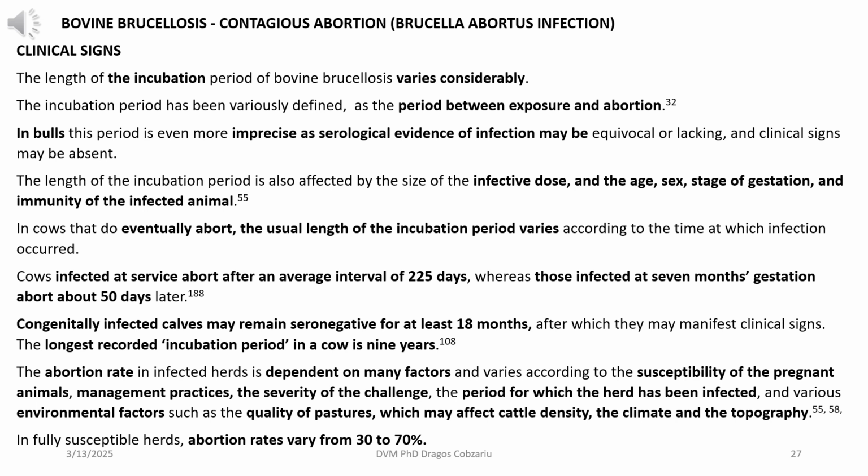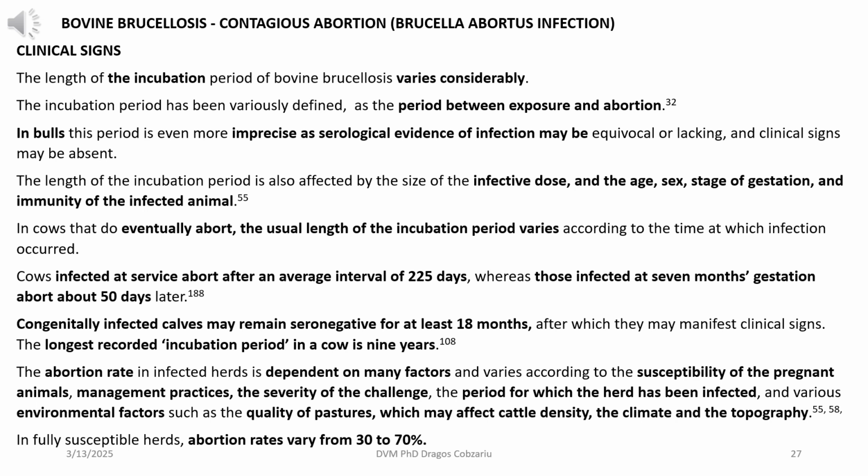Congenitally infected calves may remain seronegative for at least 18 months, after which they may manifest clinical signs. The longest recorded incubation period in a cow is 9 years. The abortion rate in infected herds is dependent on many factors and varies according to the susceptibility of the pregnant animals, management practices, the severity of the challenge, the period for which the herd has been infected, and various environmental factors such as the quality of pastures, which may affect cattle density, the climate and the topography.